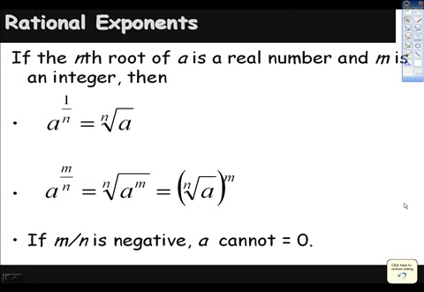If m divided by n is negative, then a can never be 0. Actually, because you'd be taking 0 to a 1 over kind of a thing. We can never do that.